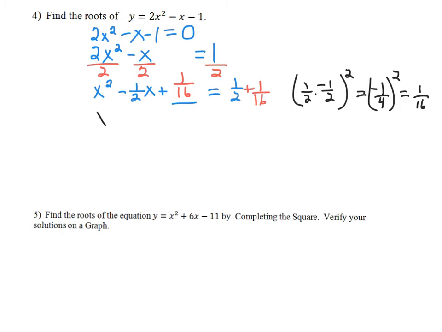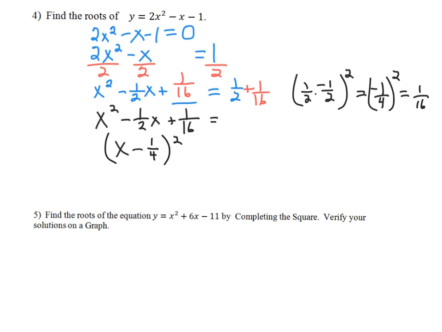Now a good thing to remember here is when I'm doing my factoring on the left side, I'm always going to have to factor into x. I'm going to keep this sign, so it's going to be a minus. And then whatever my half number was, in this case the half number was negative 1/4, that's the number that goes inside of my factor. So it's going to be x minus 1/4 squared.